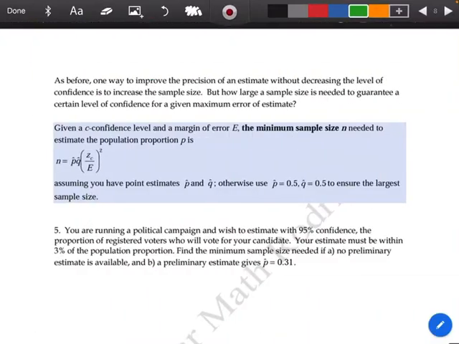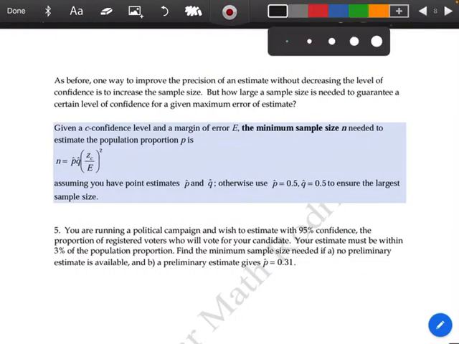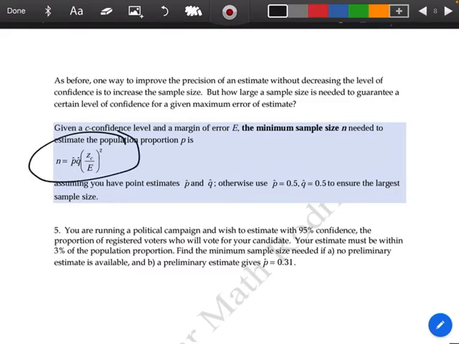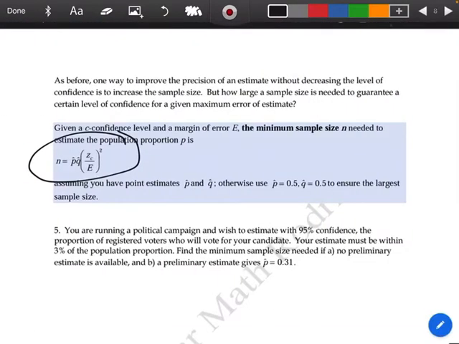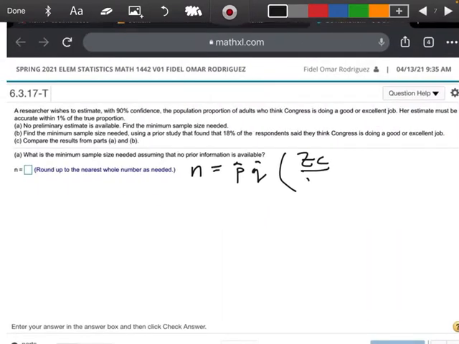Okay, so I'm going to pull up the formula, which I have right here. It says, given a confidence level C and a margin of error E, the minimum sample size N needed to estimate the population proportion P is. So I have my formula here. I'm going to go ahead and write this down on my previous page. So N equals p-hat q-hat times z_c over E, squared.